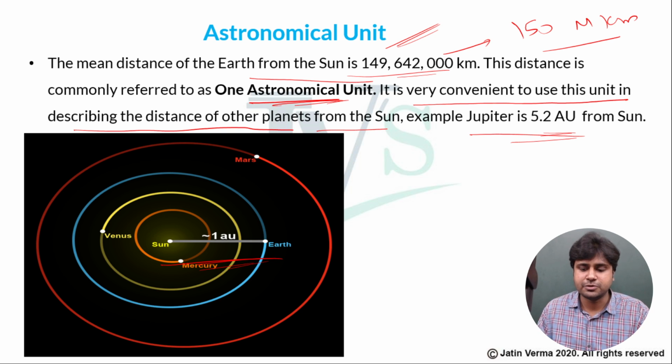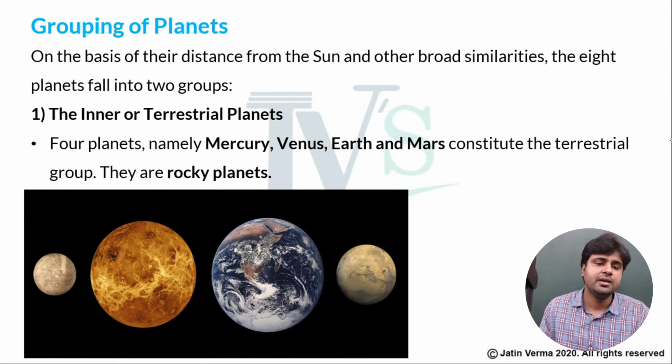Now, let me just proceed with the next one. Now we have 8 planets in our solar system, right? So please don't count Pluto as planet. Pluto is a dwarf planet, and I'll explain to you why Pluto is a dwarf planet. Please don't worry about that. So we have 8 planets in our solar system, starting with Mercury, Venus, Earth, Mars, Jupiter, Saturn, Uranus, and Neptune.